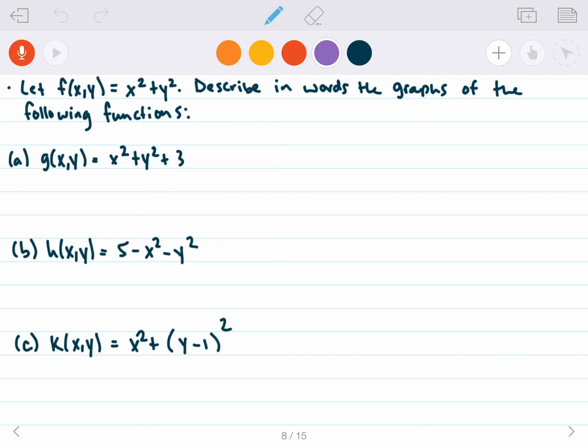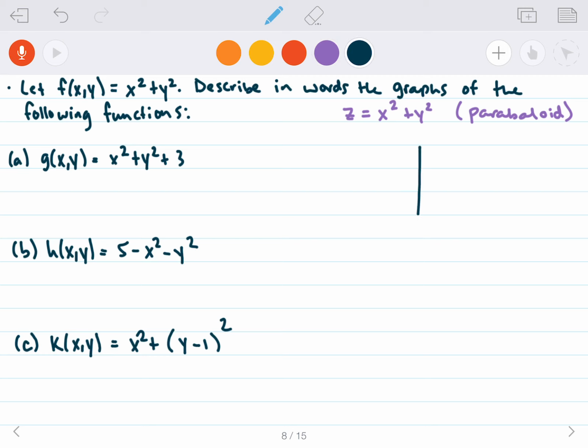All right. So let f of x, y equal x squared plus y squared. Describe in words the graphs of the following functions. Now, f of x comma y is just another notation for z. So this is z equals x squared plus y squared, and you want to recognize this as a paraboloid. You want to say right off the bat, this is a paraboloid. And so the idea here is that these things in 3D behave just like they do in 2D.